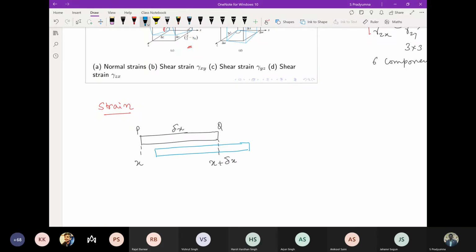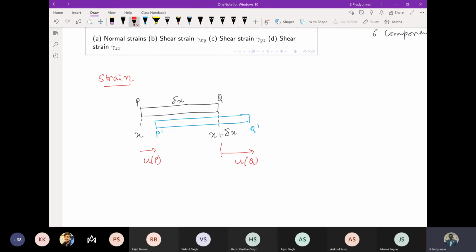Somewhere like this. So I call this P dash, I call this Q dash. Now this displacement I call U of P, and this from here to here I call U of Q. Point P is displaced to P dash with the displacement U, and point Q is displaced to Q dash with the displacement of U at Q. So U at P is not equal to U of Q because it's a deformable body.